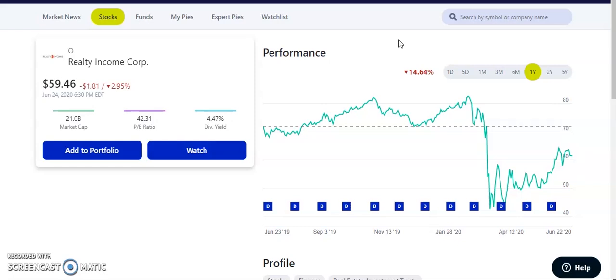It's been jumping back and forth between the $55 range and the $65 range, but Realty Income is one that I've been consistently adding on because I hope in the long run that it's going to recover back and be back to its old ways.